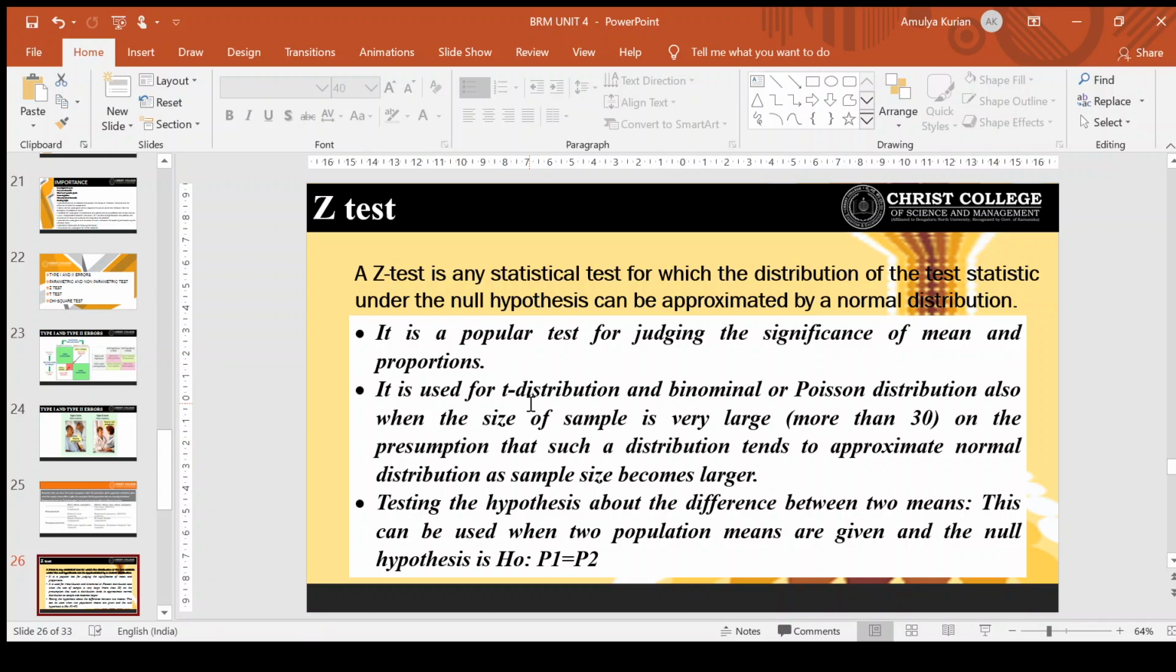It is used for the t distribution and binomial or Poisson distribution also when the size of the sample is very large, on the perception that such distributions tend to approximate normal distribution as the sample size becomes larger. And usually it is done to test the hypothesis about the differences between two means. So for the Z-test, let me again tell, there are 3 points: normal distribution, the standard deviation of the population should be known, and the sample size should be more than 30. In these cases we will be using the Z-test.